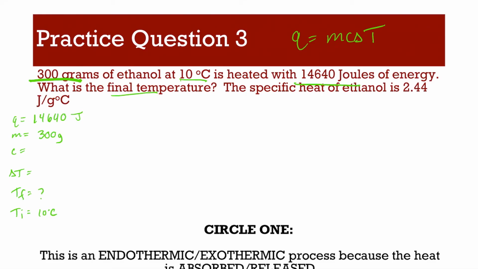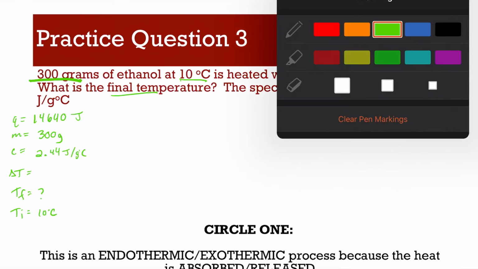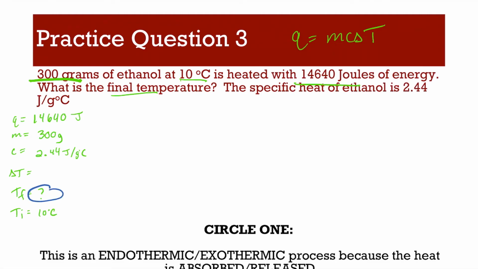So we're looking for that. The specific heat is 2.44 J over g C. Now, we're looking for TF. We're given the initial temperature, but before we're able to find that, we have to find delta T first. So this is the hardest type of question that you will see on this. So let's do this one a bit differently, just to give you multiple ways you can be doing things. So remember, our equation is Q equals m c delta T.